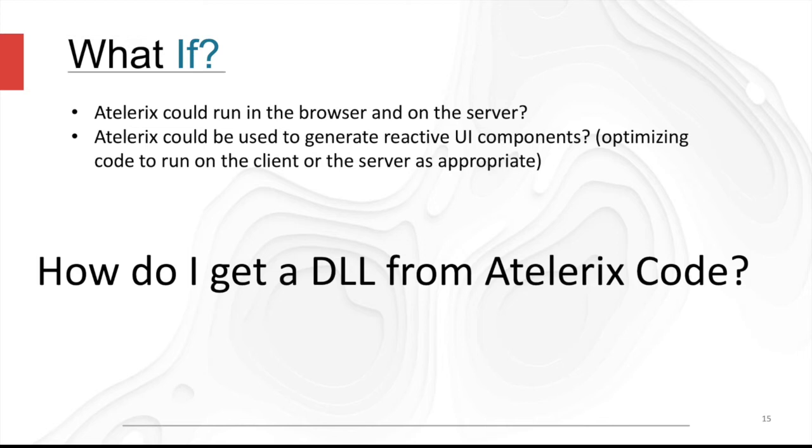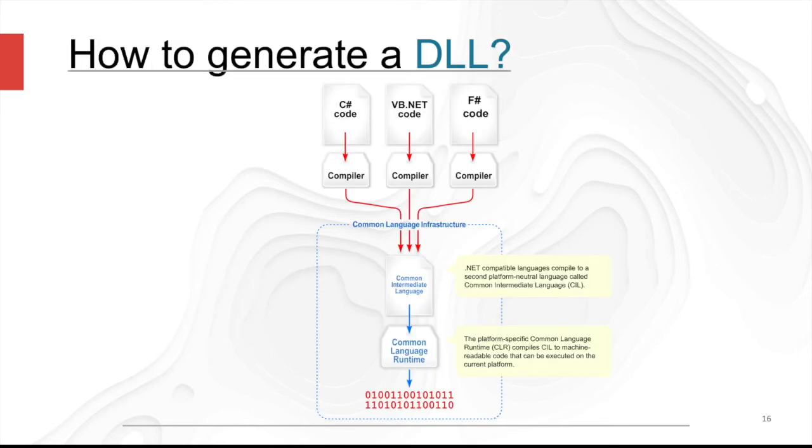I need a DLL. So let's talk about how DLLs get generated. We take our source code, C#, VB.NET, or F#, and we run it through a compiler, and that creates an intermediate language or common intermediate language, which is really what talks to that stack machine.